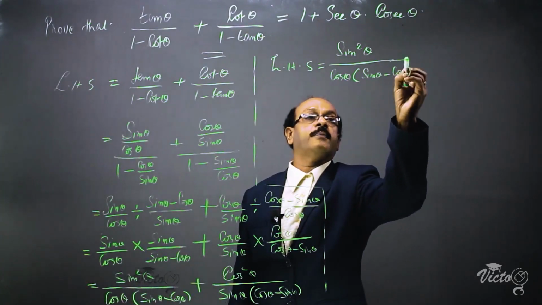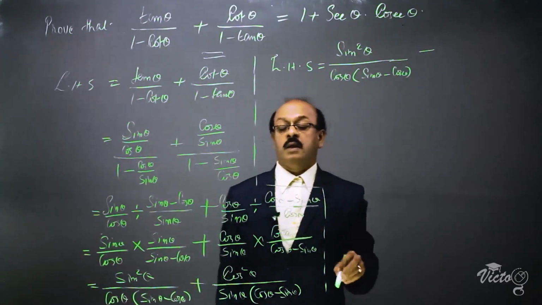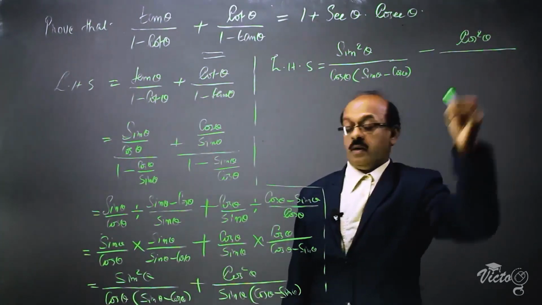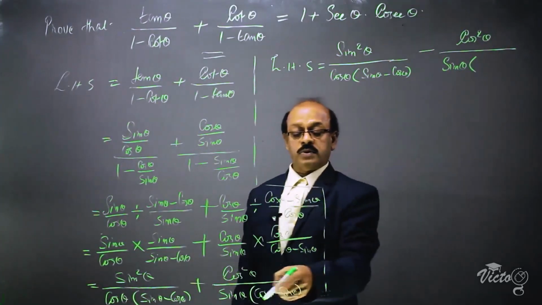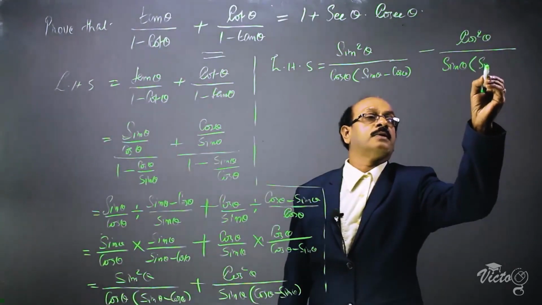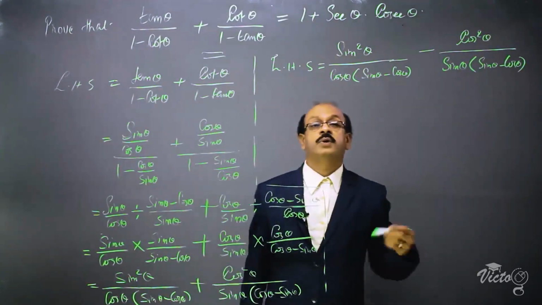Minus cos theta. We had changed plus into minus. Now the numerator is cos square theta divided by sin theta into (cos theta minus sin theta), which changes to (sin theta minus cos theta). Now it is easy for us to take the LCM.